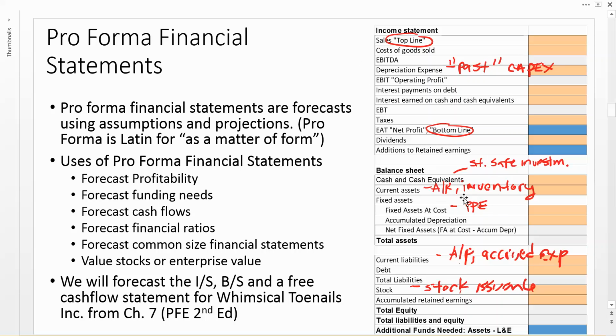But capital expenditures are long-term in nature. So we call those capital expenditures, and they sit on the balance sheet as fixed assets at cost. And then what we do is we depreciate the cost of those fixed assets, those long-term assets, over time. And how we depreciate them is they show up in my depreciation expense.